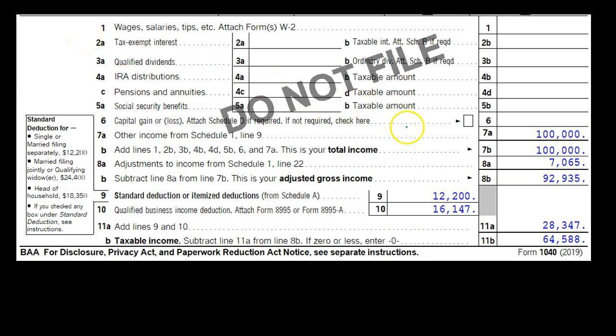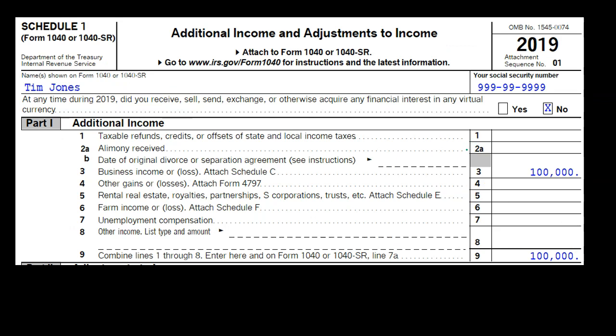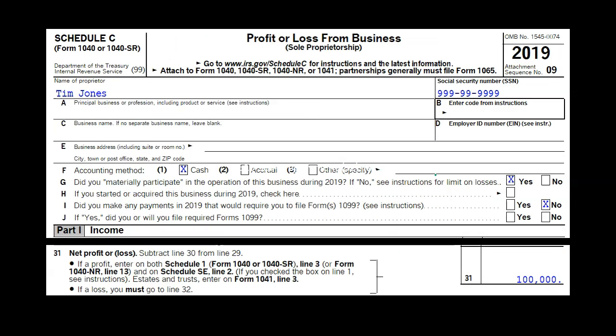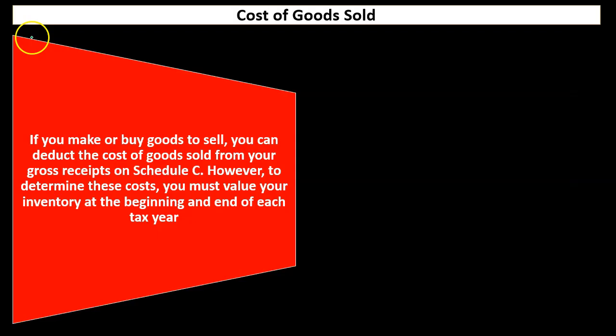Here's the first page of the 1040. We would be concentrating on line 7A, which would be supported by the Schedule 1, on line 3, which would be supported by the Schedule C. Cost of goods sold. If you make or buy goods to sell, you can deduct the cost of goods sold from your gross receipts on Schedule C. However, to determine these costs, you must value your inventory at the beginning and end of each tax year.